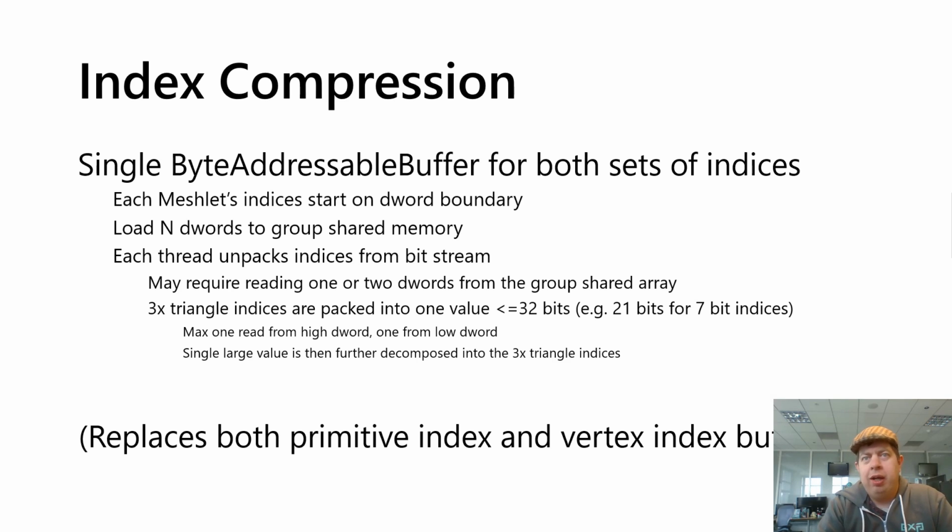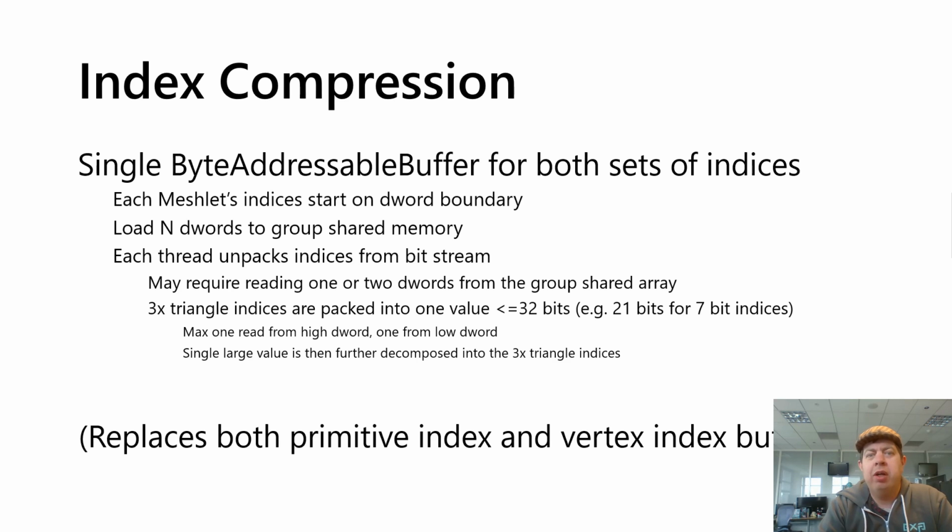In terms of storage, I implemented this as a single byte addressable buffer for both sets of indices. The indices start on the DWORD boundary. I load n DWORDs into group shared memory. And then once that's done, each thread has to unpack from essentially what is a bit stream the bits it needs, the indices. Sometimes it can get the entire index from one DWORD. Sometimes it's been split across 2 DWORDs, so it needs to read the high DWORD and the low DWORD and combine them. It's very trivial, very straightforward stuff.